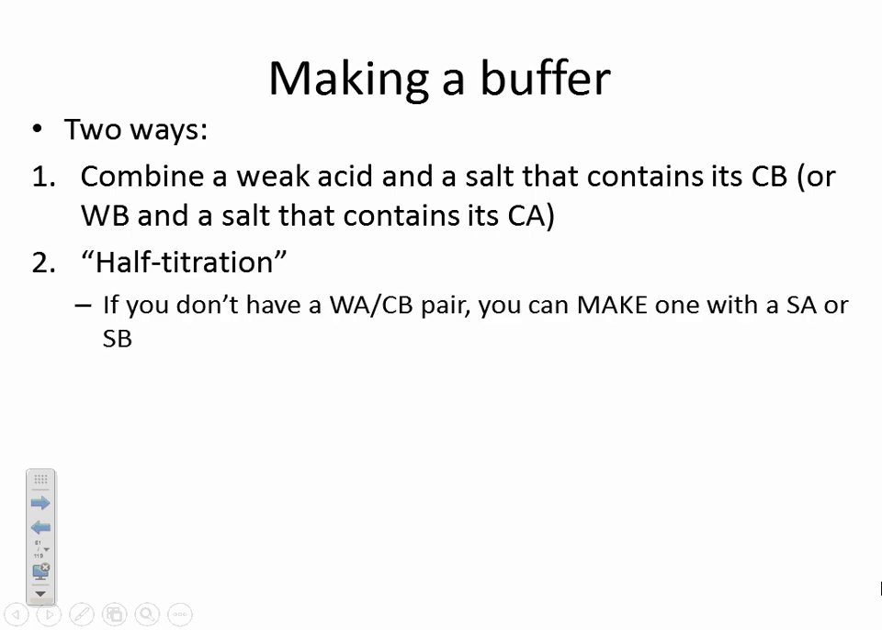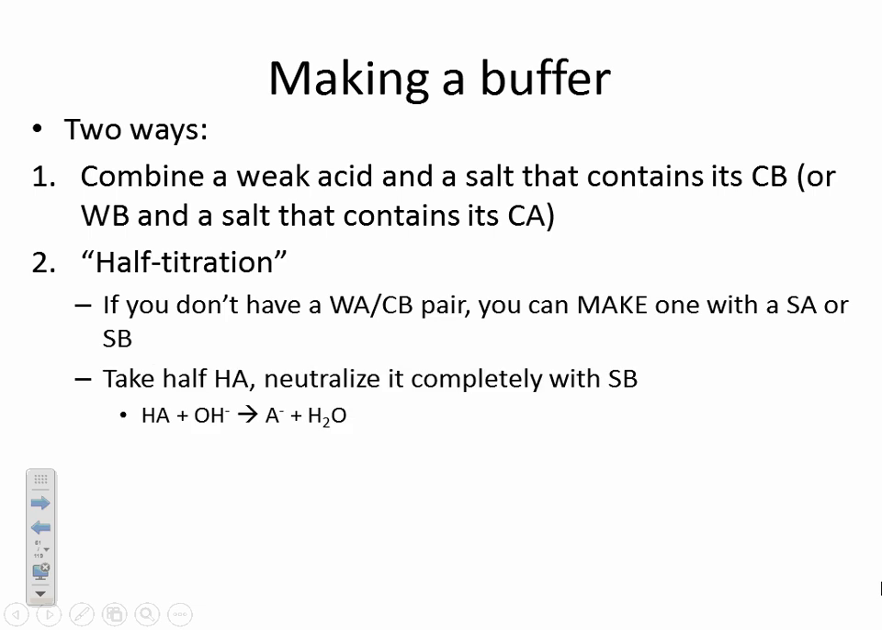The slightly more involved way is something called half titration. It also works, and it's basically like, what if you don't have a pair? What if you go to the chemical storeroom and you have the buffer that you want to make, but you realize you don't have both components of the buffer? You only have, let's say, one component of the buffer. You can still make that buffer, if you know what you're doing, by using this half titration method. So if you don't have both parts of the pair, you can actually make the other part of the pair through an acid-base neutralization reaction.